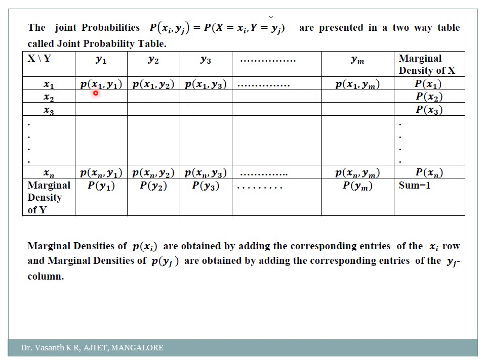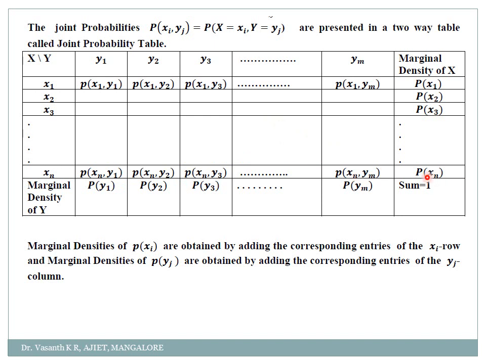Then similarly, what will be this position? Probability of x2 y1. What will be this position? Probability of x2 comma y2, and so on. If you add these, totally we get probability of x2. That is, simply we write it as the marginal probability density function of x, or marginal PDF of x. Whatever we get here, when I add this, the total sum should be equal to 1. So this is probability of x1, this row is probability of x2, this row will be probability of x3, and so on.